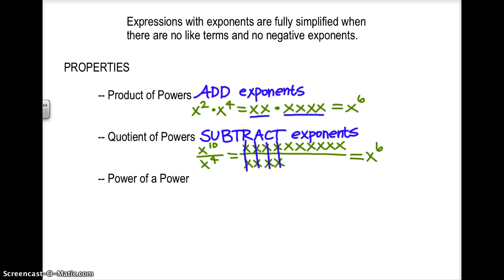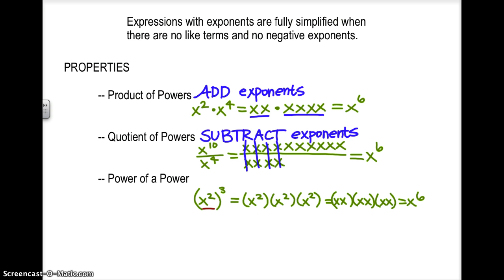Okay, what about a power of a power? Power of a power. So we're starting with x squared, and we're going to raise this power to the 3rd power. Well, this is what this literally means. It means that we have 3 x squareds, which really means xx, xx, xx. There are 6 x's.